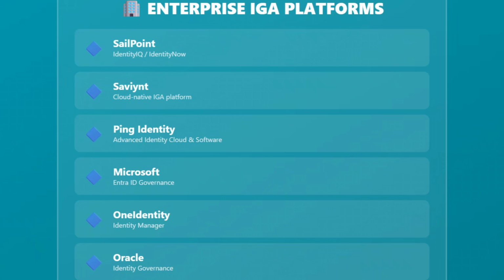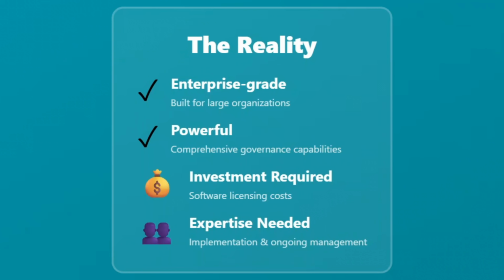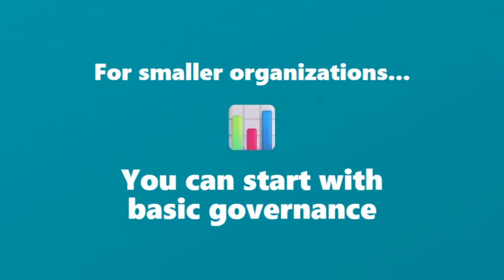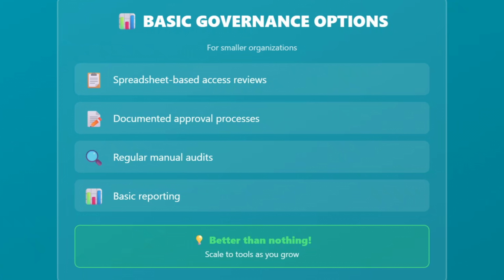These are enterprise grade, powerful, and yes, they require investment and expertise to start with an IGA framework within your organization. But for smaller organizations, you don't need all these products. You can start with basic access governance in place, like spreadsheets, a documented approval process, regular manual audits, and some basic reporting out of these spreadsheets. It's not ideal, but it's better than nothing. And then as you grow and scale, you can add an IGA product.